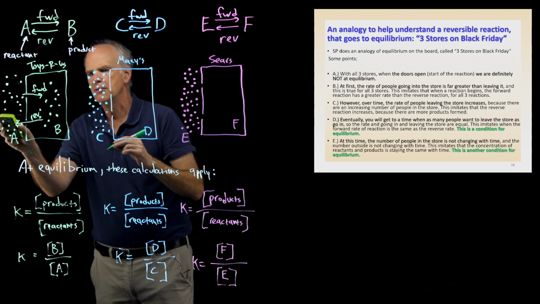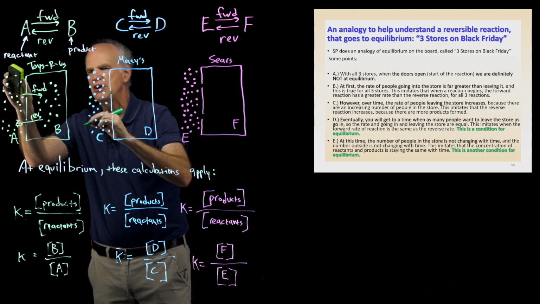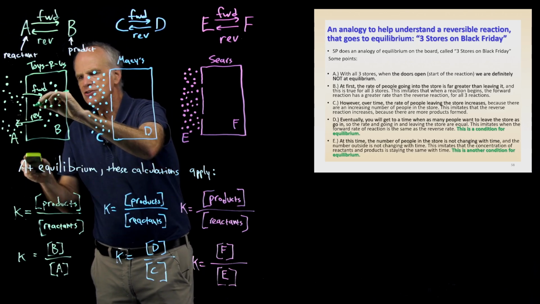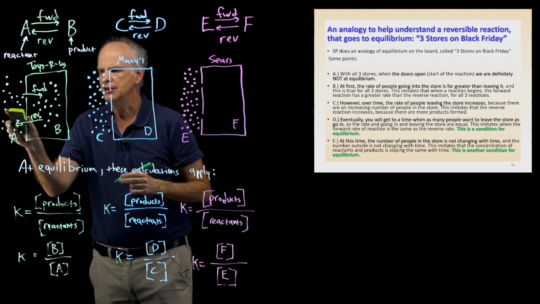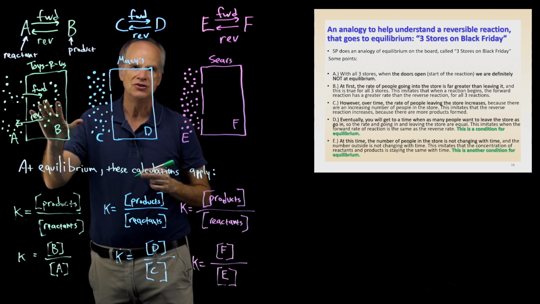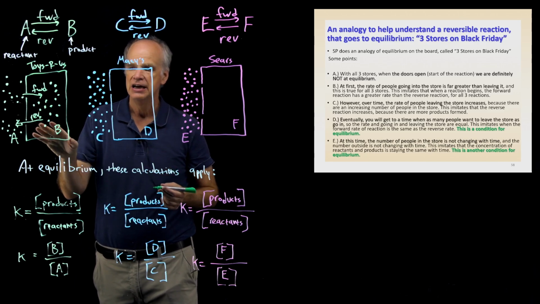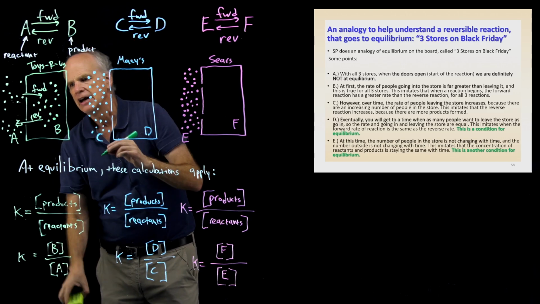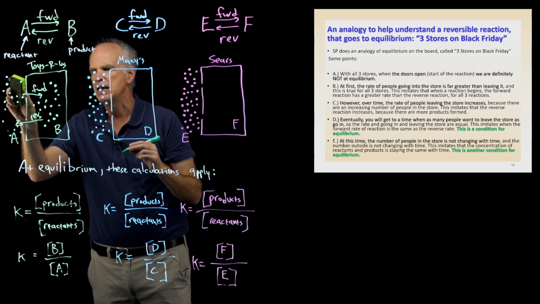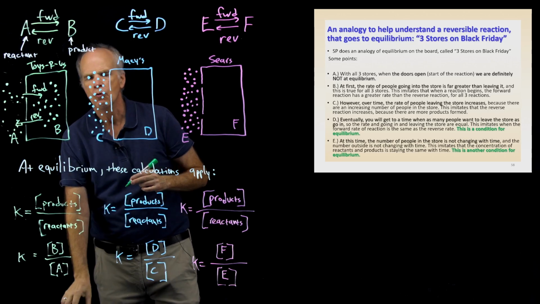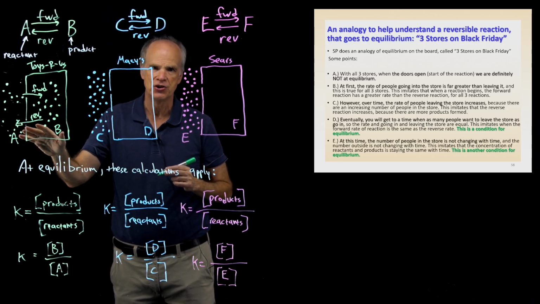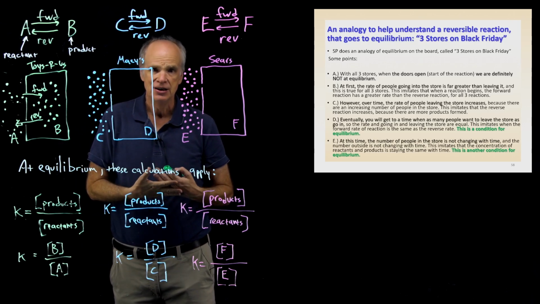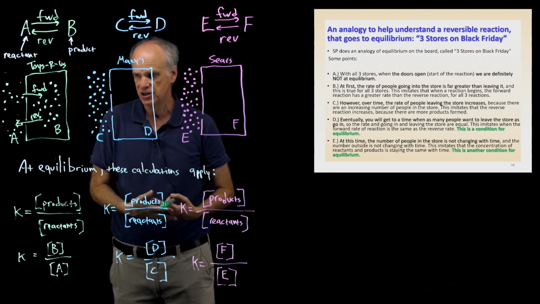But as it builds up, it just goes faster and faster and faster until you may get to the point here where the forward reaction has declined to, say, 8 per hour, and the reverse reaction has gone up to 8 per hour. And so when the forward reaction is exactly the same as the reverse reaction, then you are said to have achieved equilibrium.